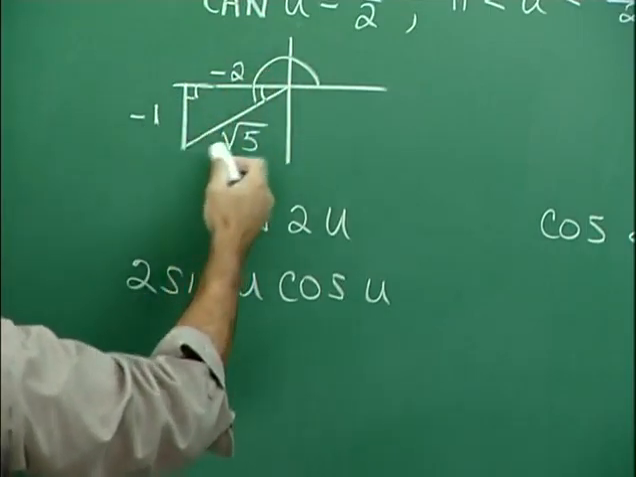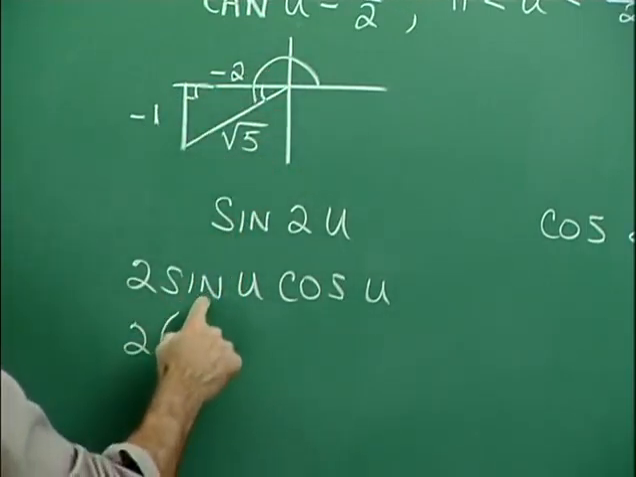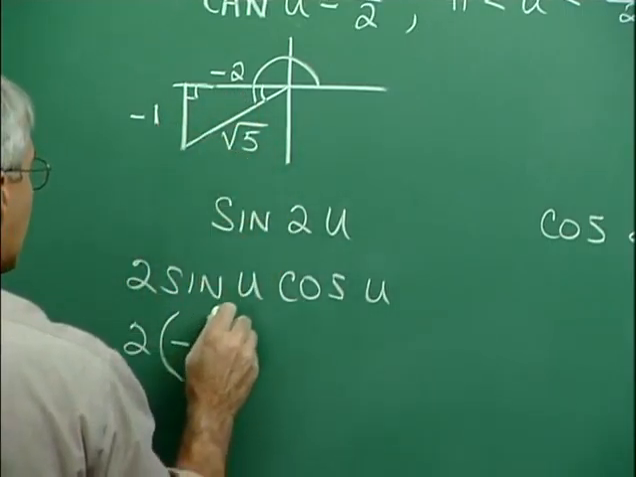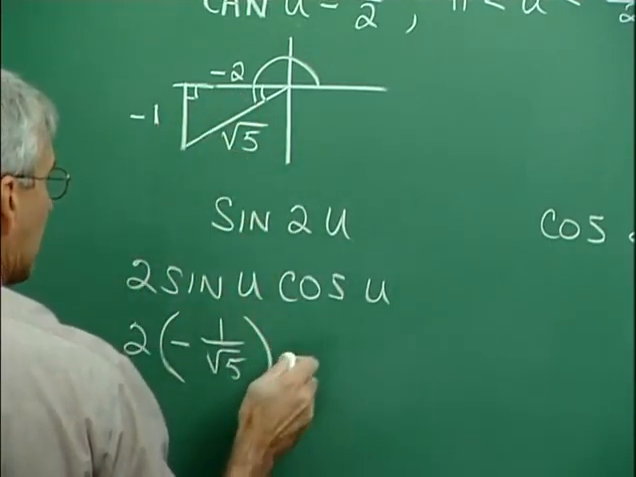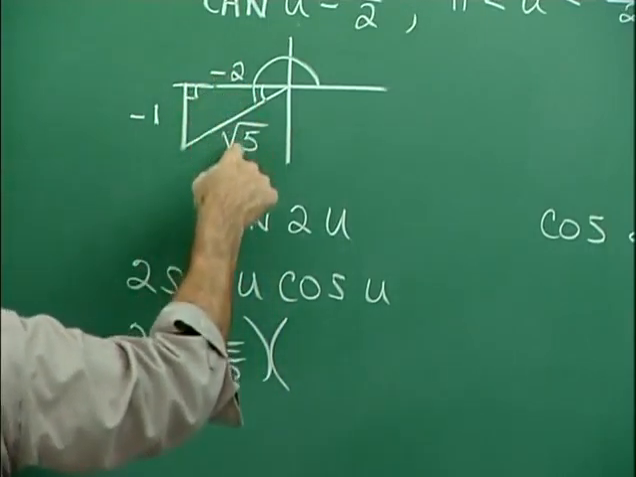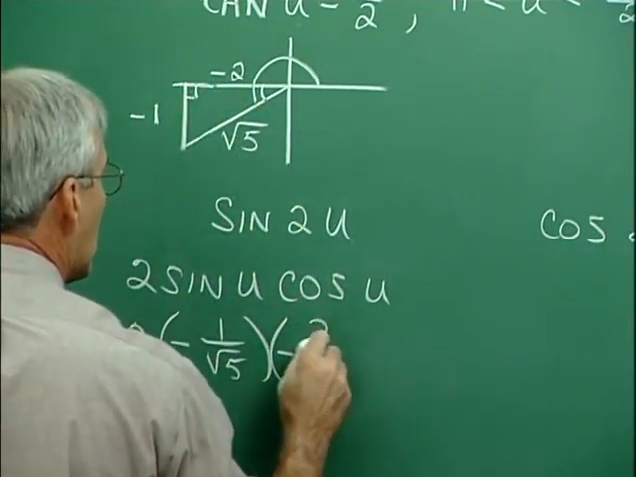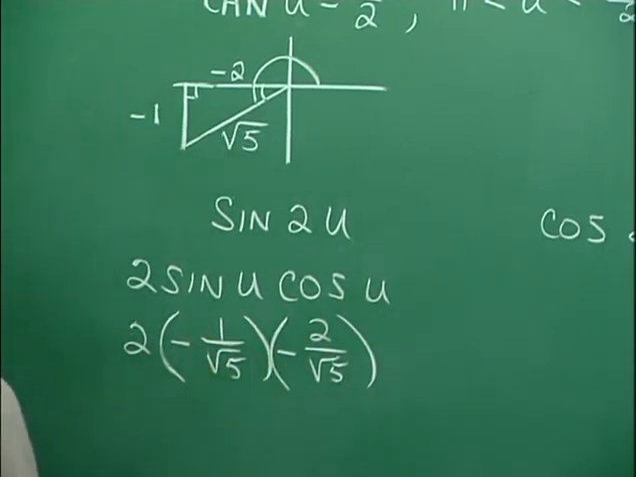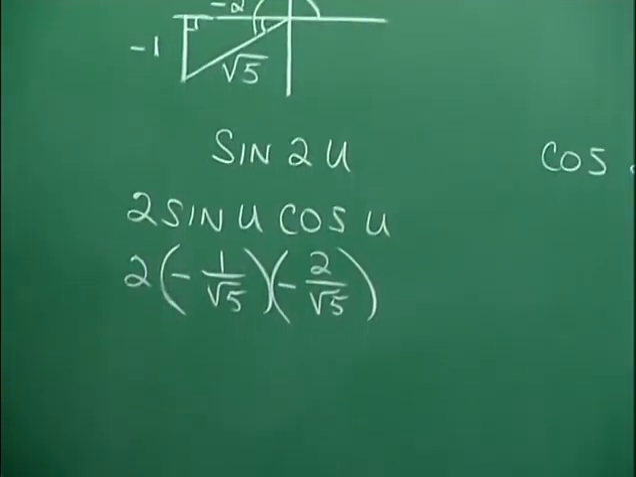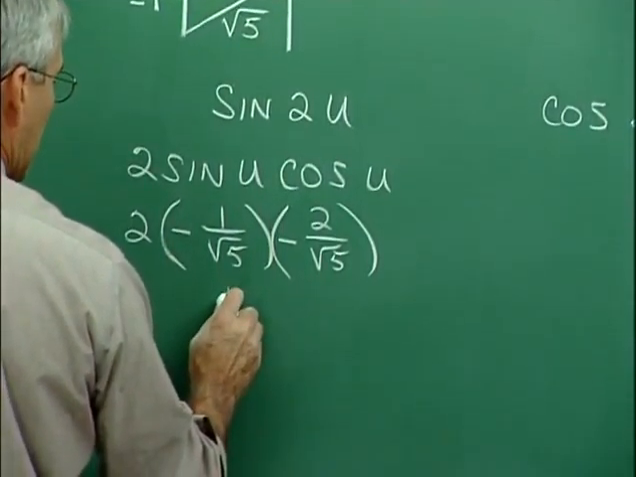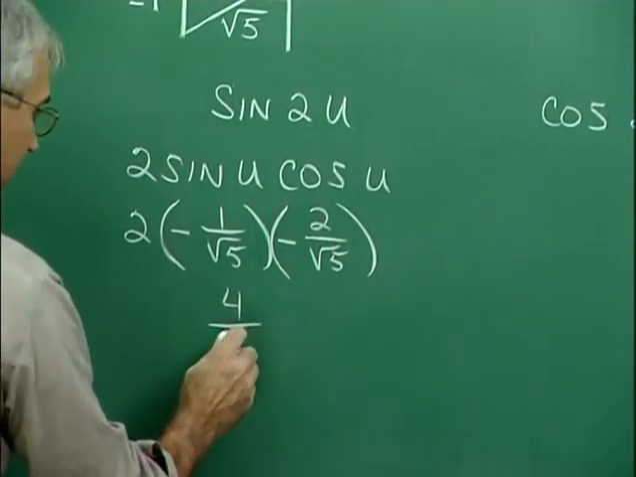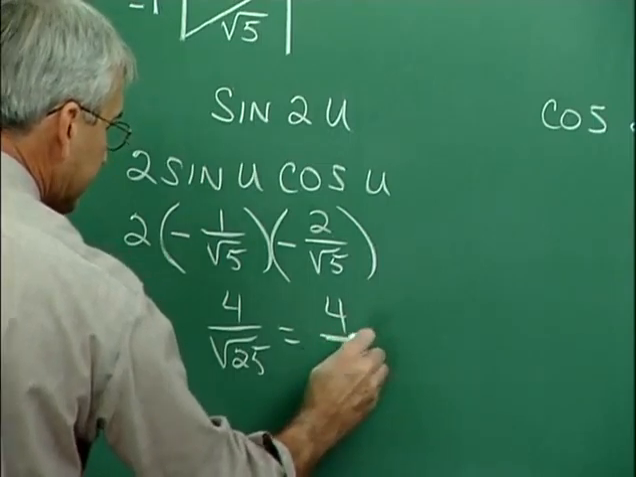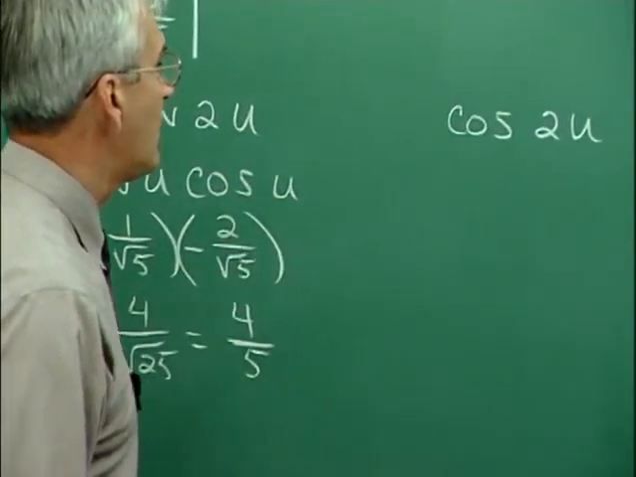And now I'm just referring to the triangle. So I have 2 sine u from the perspective of this side, opposite over hypotenuse, is negative 1 over the square root of 5. And then for cosine, it is adjacent over hypotenuse, so that's negative 2 over the square root of 5. And so I just evaluate this. With 2 minus signs and factors, I know we're going to get a positive result. So we have 2 times 2, 4, over the square root of 25. So this becomes 4/5.